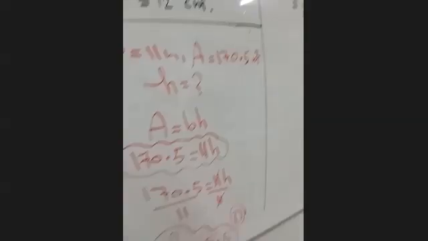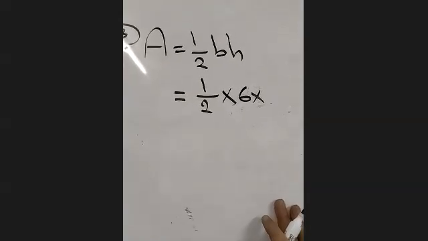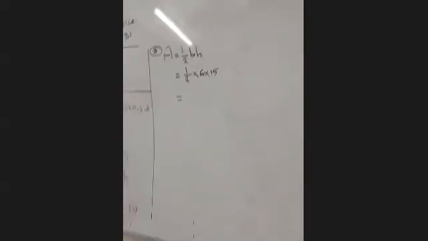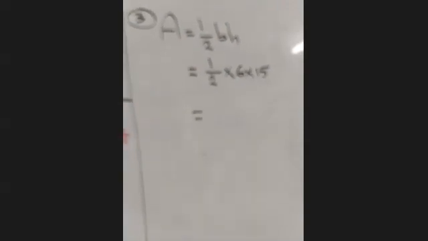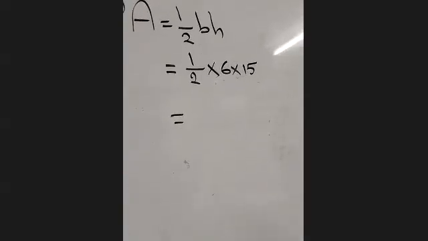Half multiply 6 multiply 15. Good. The base is how much? The base is 6. 6 multiply the height, 15. So the base is 6 and the height is 15 inches. Now, how do we find it, do you know? We will make 6 divided by 2, equals 3.